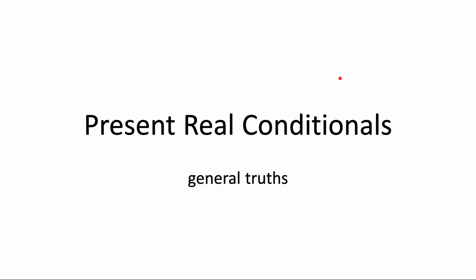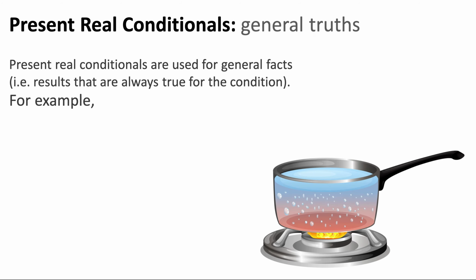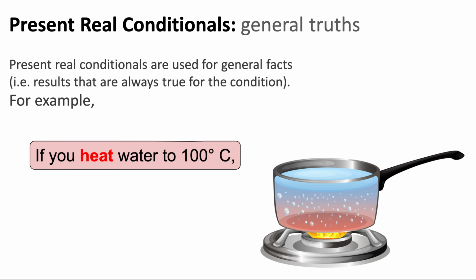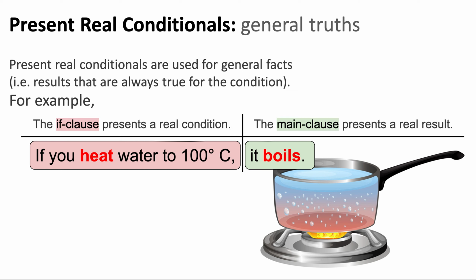Now let's look at general truths. Present real conditionals are used for general facts, that is, results that are always true for the condition. For example, if you heat water to 100 degrees Celsius, it boils. Here, the if clause presents a real condition, if you heat water to 100 degrees Celsius, and the main clause presents a real result, it boils.